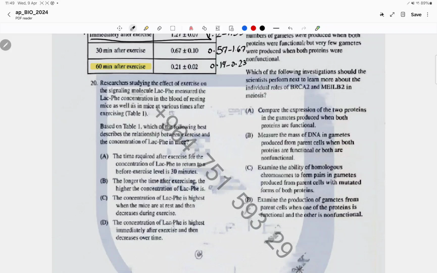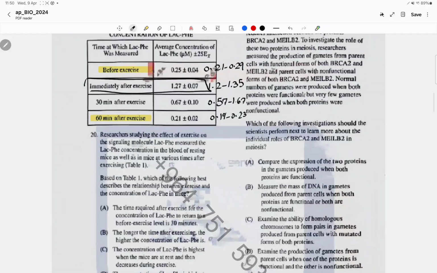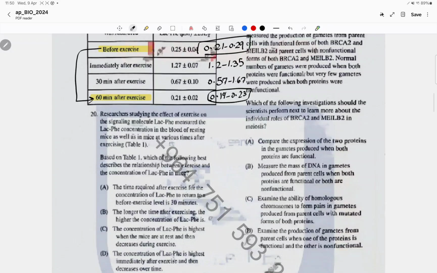All right, so the time required after exercise for the concentration of LAC-PHE to return to before exercise level is 30 minutes. Let's see, actually no, how long did it require to return to before the exercise? It required exactly 60 minutes, right? Because after 60 minutes, their levels start to overlap again. So it's not 30 minutes, it's actually going to be 60 minutes.